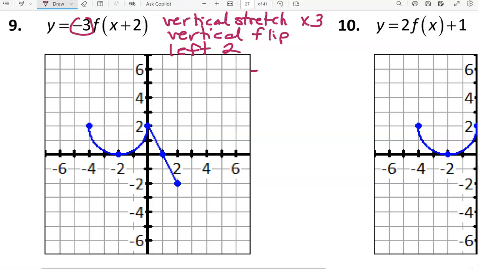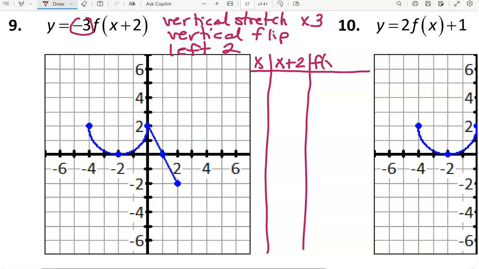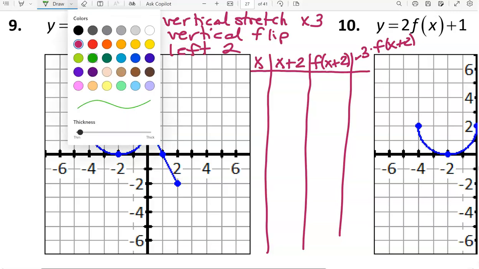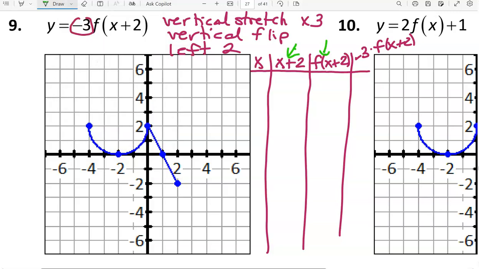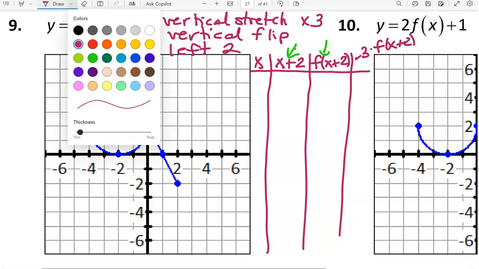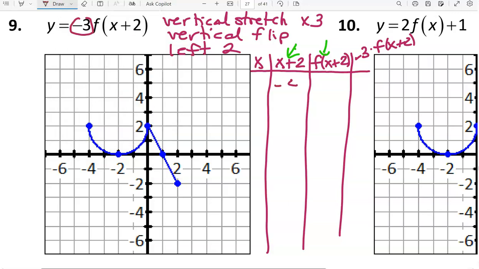That's a lot to keep track of. You may want to use your table of values approach for this one. So x followed by x plus 2 on the inside of the parentheses, and then f of x plus 2, and then the last column would be -3 times f of x plus 2. So our inputs and our outputs are the second and third columns. That's where the points for our original function go: (-4, 2), (-2, 0), (0, 2), (1, 0), and (2, -2).